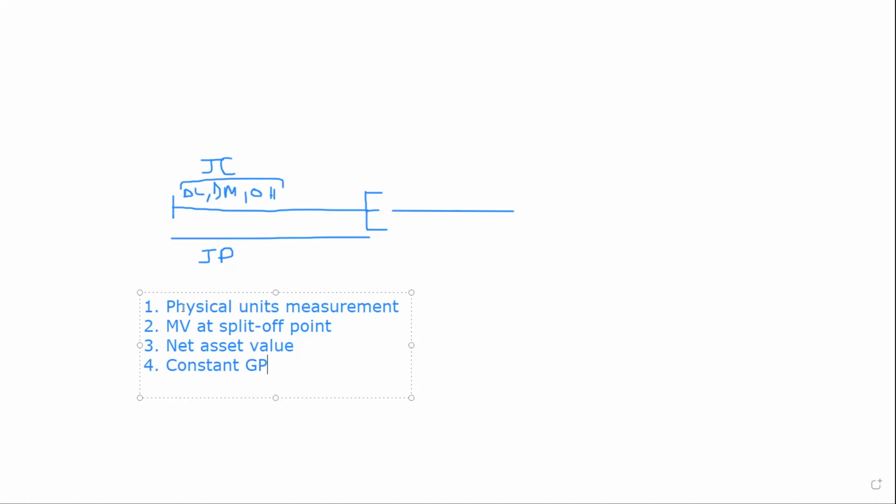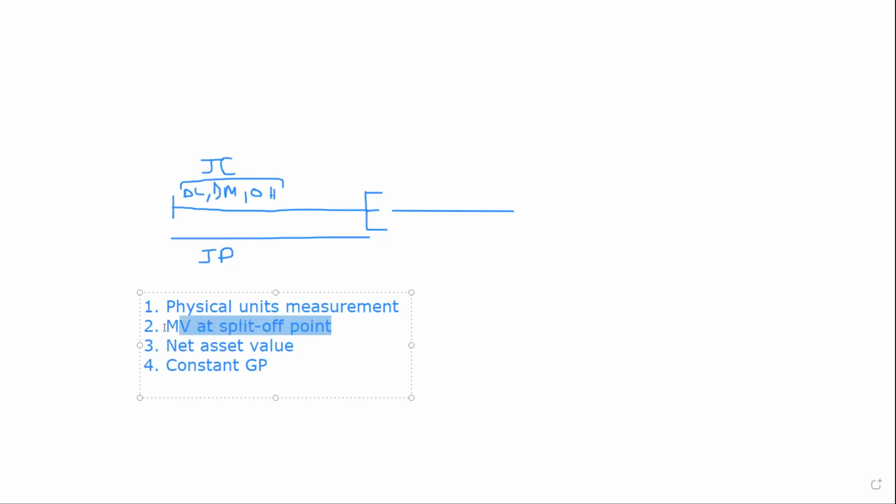For the physical units measurement, when can you use it? You can use it if the joint products have the same units measurement. For example, they are both kilograms, both liters, or both meters. But if the one is kilograms and the other one is liters, then you can't. That is how you know when you can use physical units measurement.